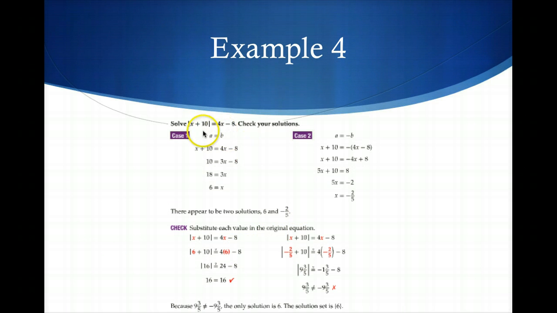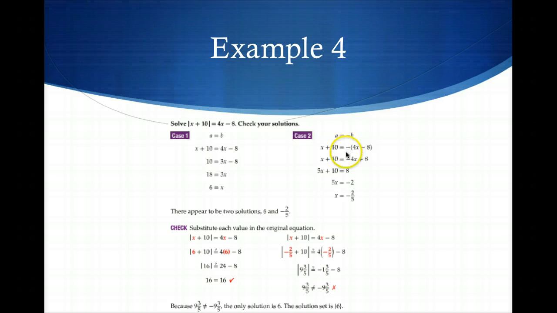So example 4, we're to solve the absolute value of x plus 10 is equal to 4x minus 8, and then to check our solution. So first of all, this could equal the positive 4x minus 8. Case 2, it could equal negative 4x minus 8. So we're going to solve for the positive first. So we have 4x is the larger of the x's. So let's subtract an x from both sides. That'll leave us 10 equals 3x minus 8. Then let's add 8 to both sides. So 3x is equal to 18. Then divide both sides by 3. So for the positive side, we're going to have x is equal to 6.